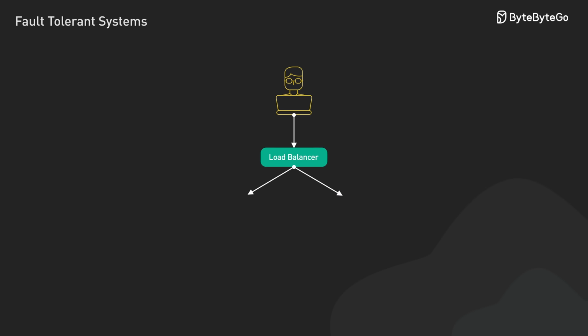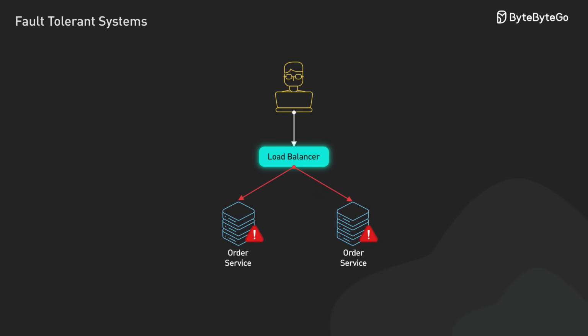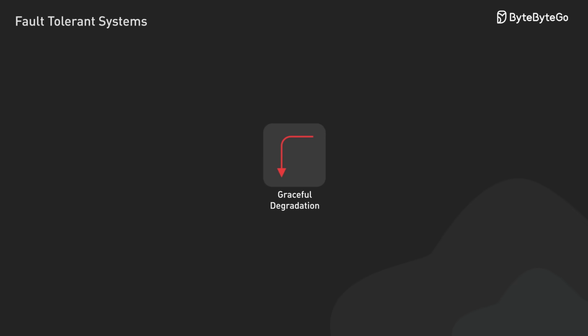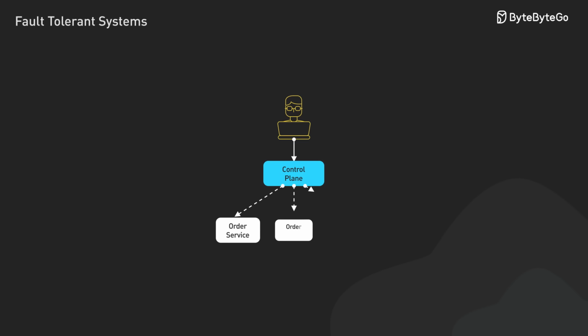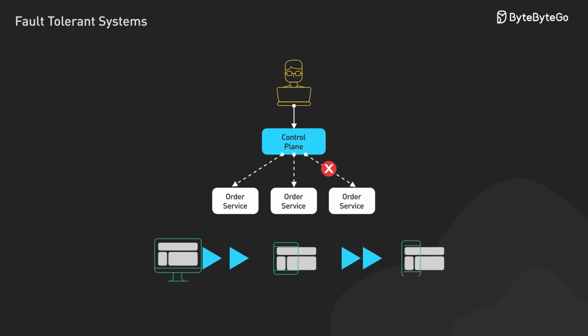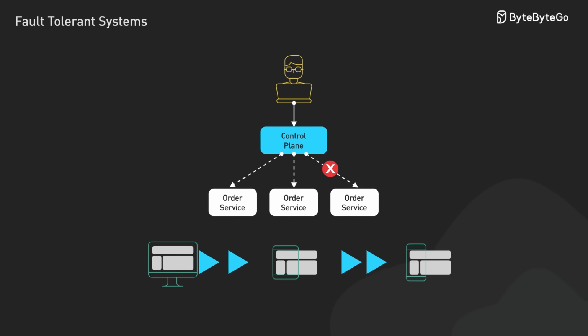Even with these strategies in place, there are times when complete failure is inevitable or recovery takes longer than expected. This is where graceful degradation comes in. Instead of allowing the entire system to collapse, graceful degradation ensures that our most critical features keep functioning, while non-essential parts may be temporarily disabled.